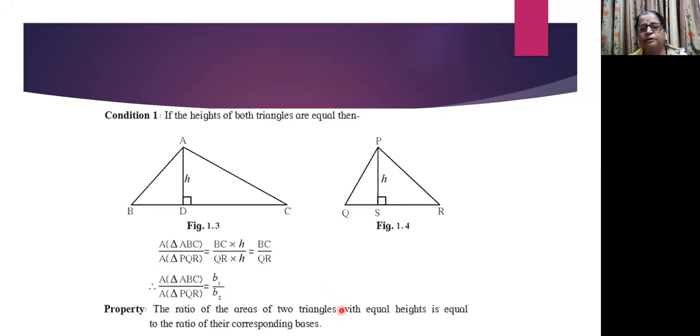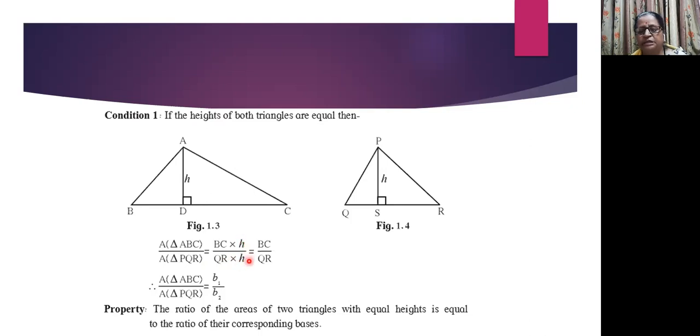If the height of both the triangles is equal, then see here, triangle ABC and triangle PQR. Here H is the height. In this triangle also H is a height. So the area of triangle ABC is BC as base and H as height. And in the other triangle, PQR, QR is a base and H is a height.